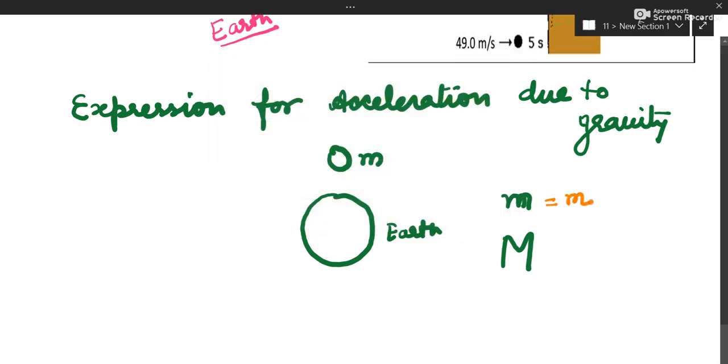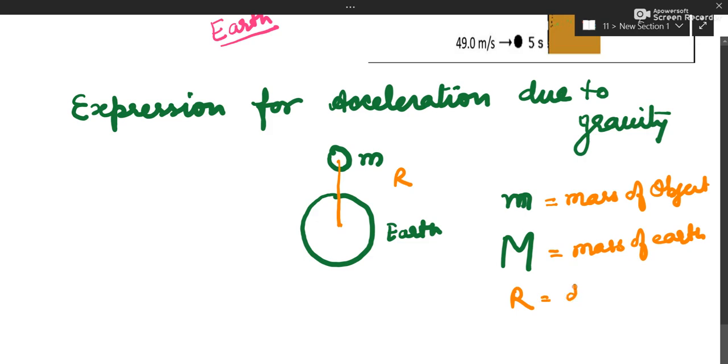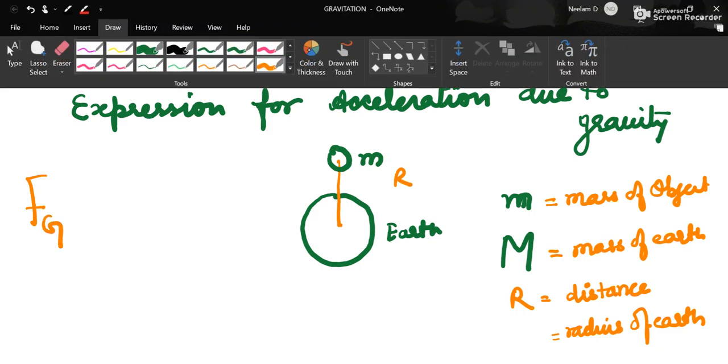This is mass of object. This is mass of Earth. The distance between the two is approximately equal to the radius, because Earth's radius is too much. So this is the separation. Okay, so this is the distance, or you can say radius of planet Earth. So what is gravitational force? Using Newton's law of gravitation, what can we write?